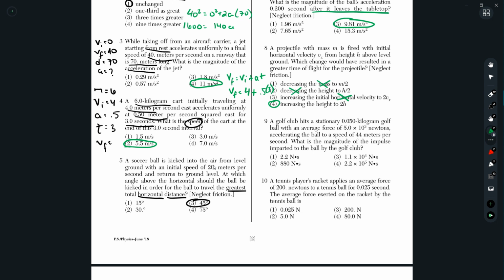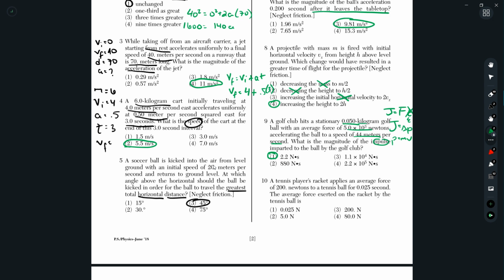Okay. We hit a golf ball with an average force. So I have a mass, I have a force, and I have a speed. What is the impulse? Well, normally impulse J equals F times t, but I don't have t. I can do that impulse is change in momentum, and momentum is mass times velocity. So 0.05 times 44 is going to be 2.2. That's choice 1.